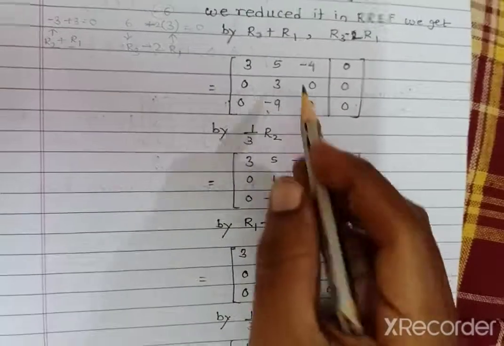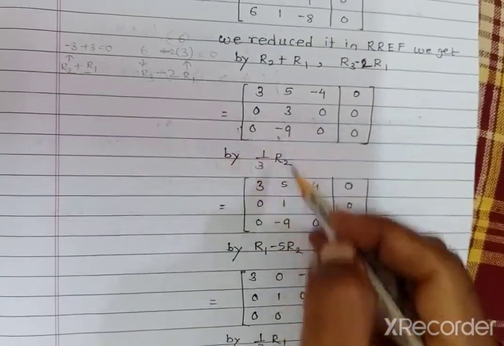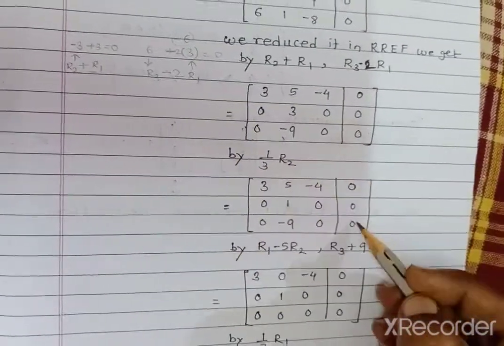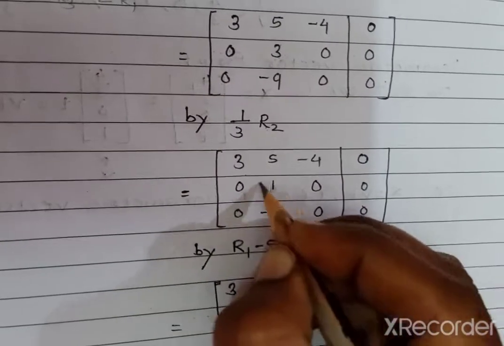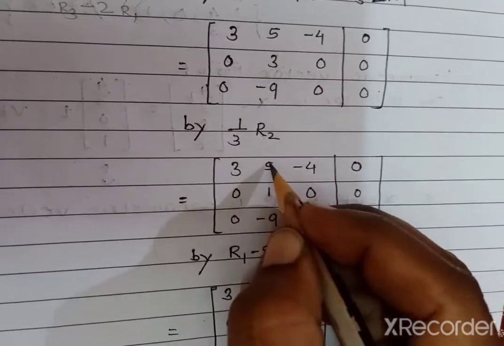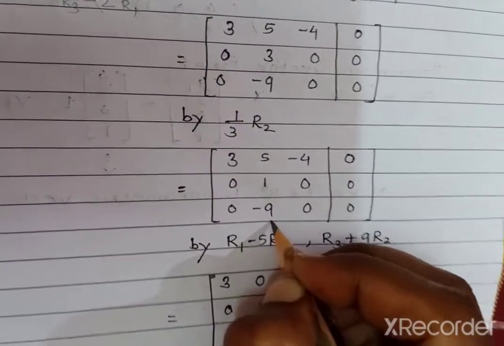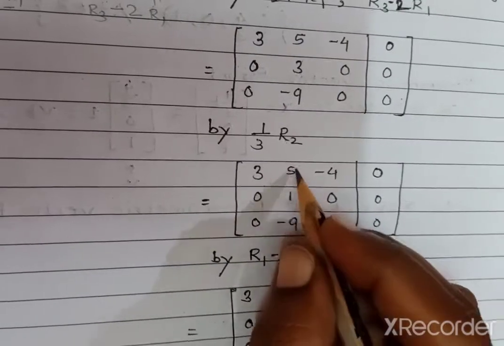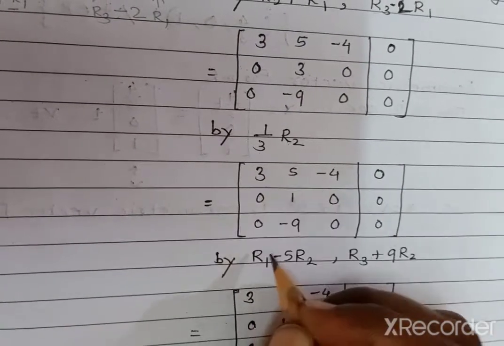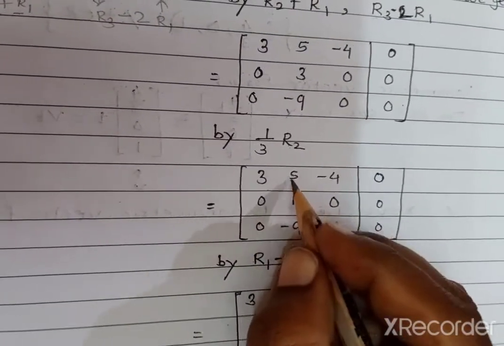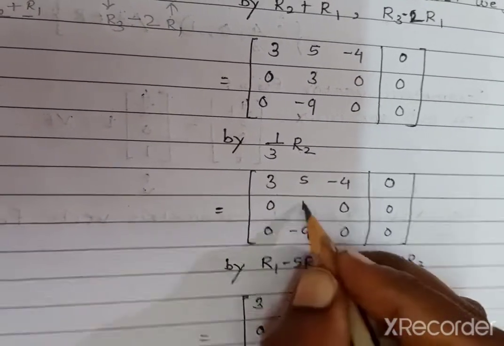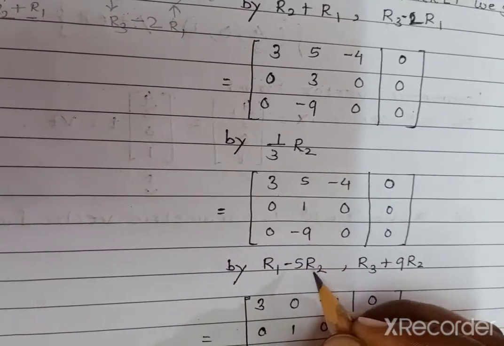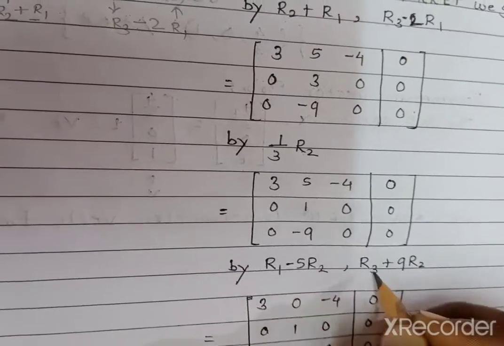Now, so here 0, 3 by 3 is a 1, 0, 0. Next one is by using this second leading one entry, we have to make its upper and bottom entry as a 0. So for that we have to use the row operation. So again we have to do the changes in the first row. So write down the R1. Here is a plus 5, so we write down the minus 5. And here is R2, so write down R2. Next one is R3.